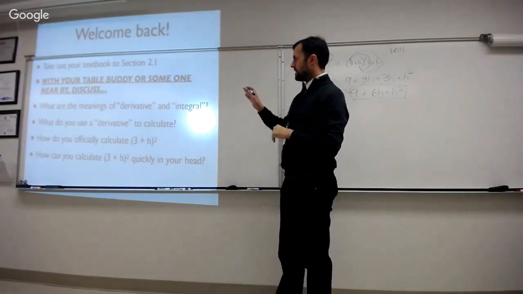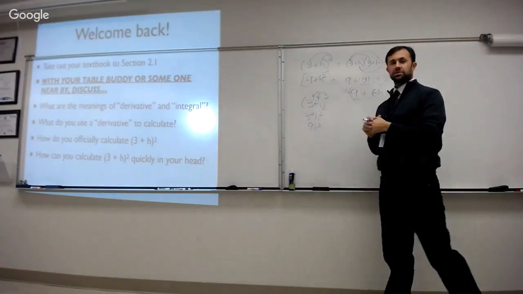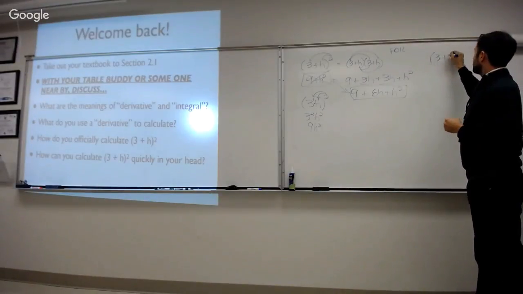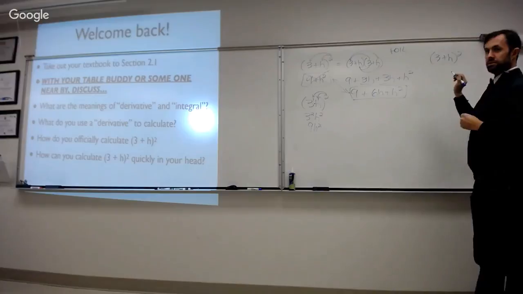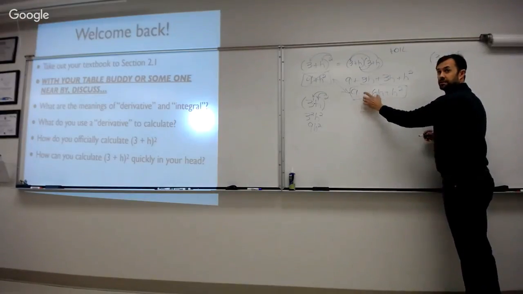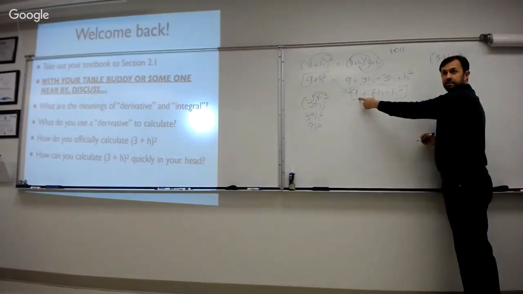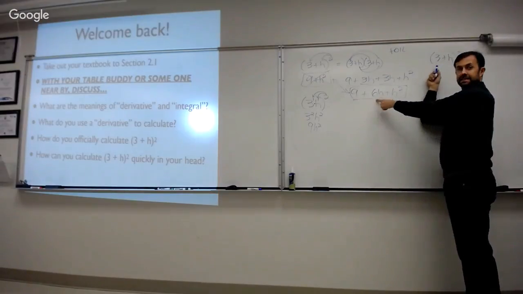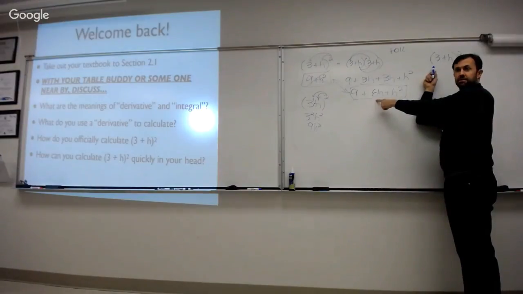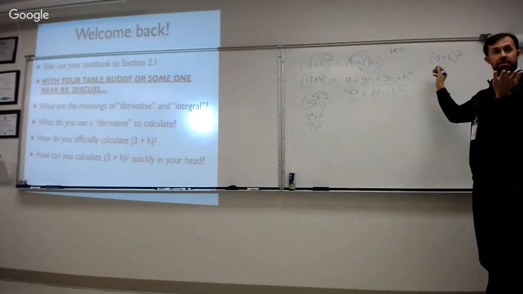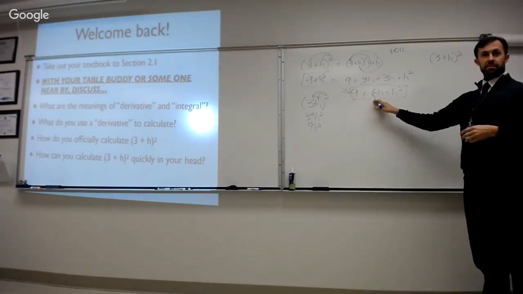Okay, so now, that's how you officially calculate (3 + h) squared, but how could you just memorize what the answer is? If you saw (3 + h) squared, what could we do to just know what the answer is going to be? 9 is, what relationship does it have to 3? 3 squared. And 6 is doubled. Yeah, 3 times 2. So, yeah, and that would be the rule. It would be the square and then the double, right?